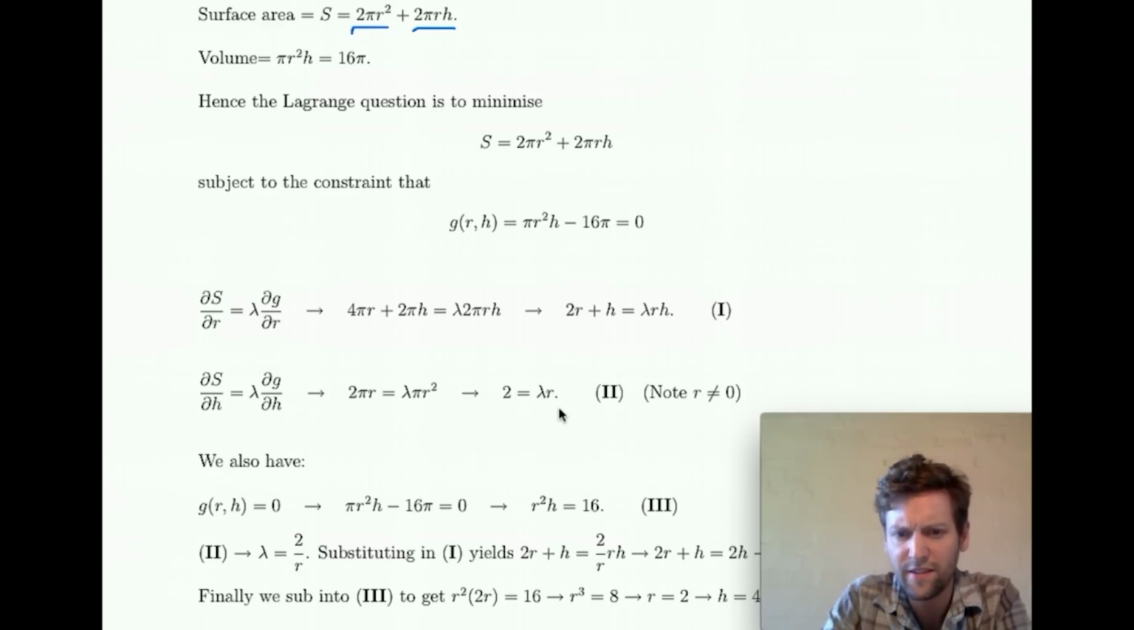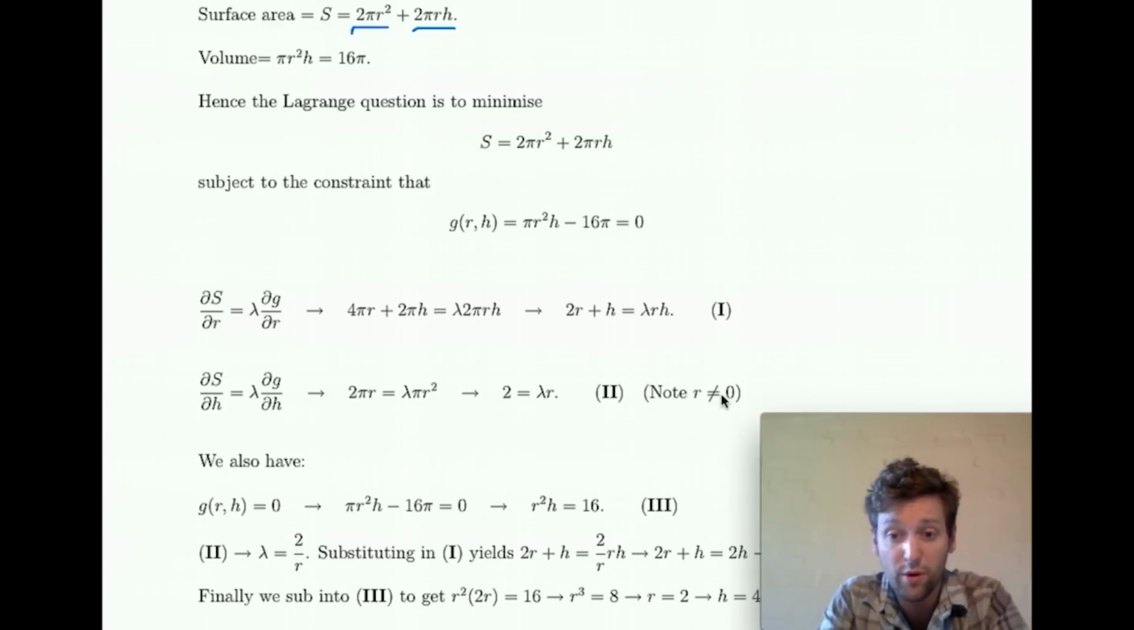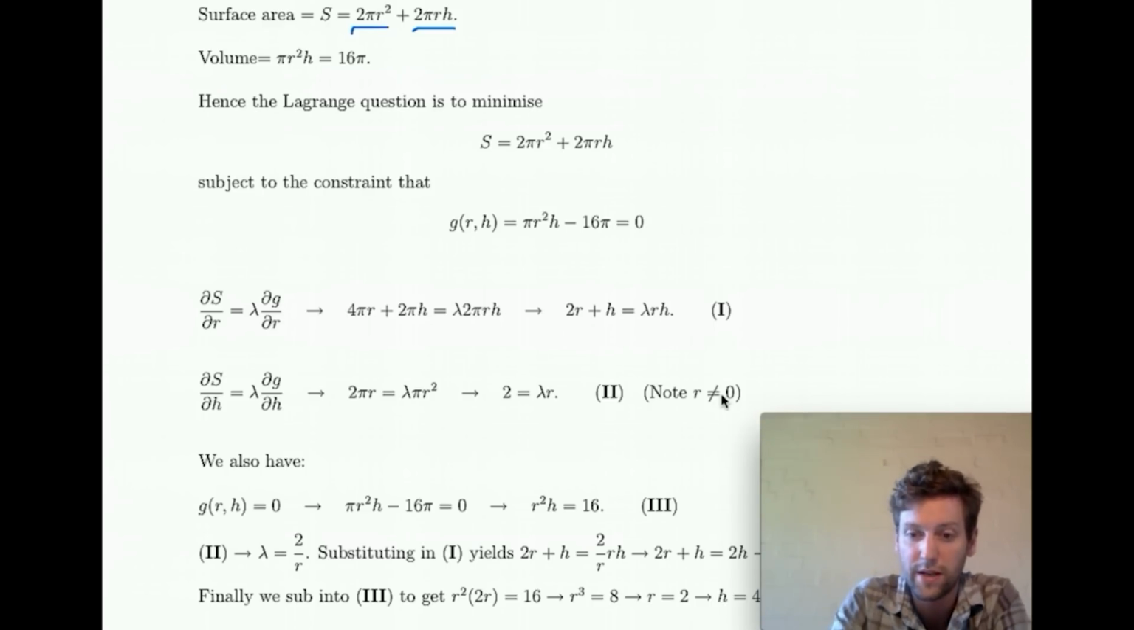And notice here that, in fact, not only can lambda not be equal to 0, but also r can't be equal to 0. R cannot be equal to 0 because then I would just get a volume of 0, and that doesn't satisfy the constraint. My radius cannot be 0 because that gives me 0 volume, and I have a constraint on the volume.